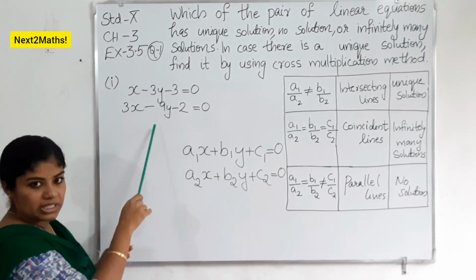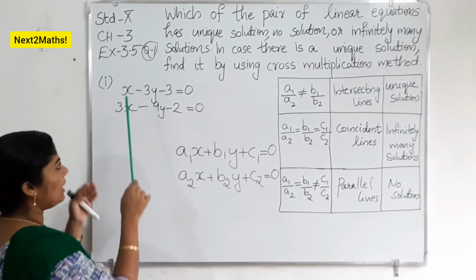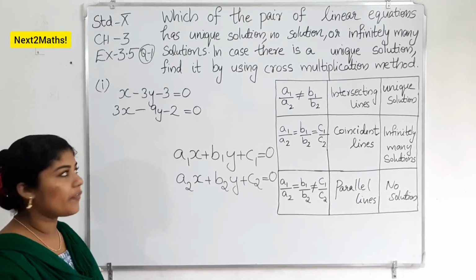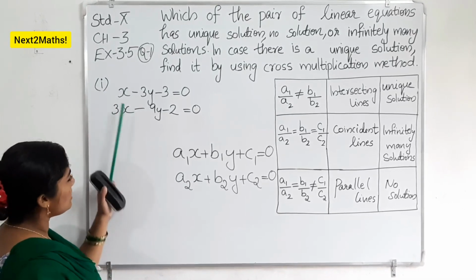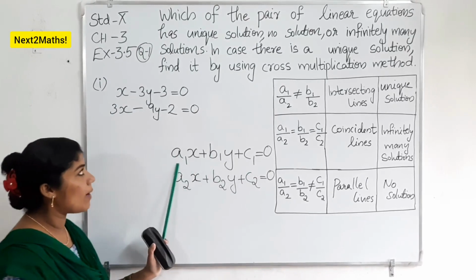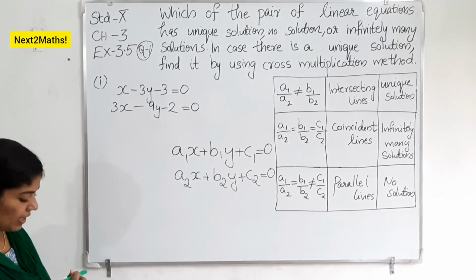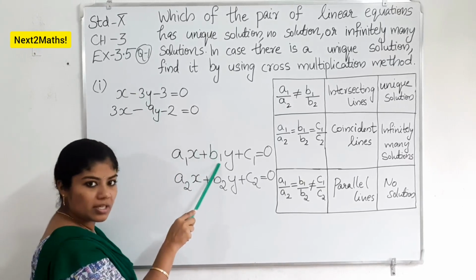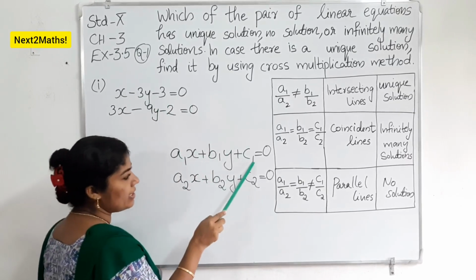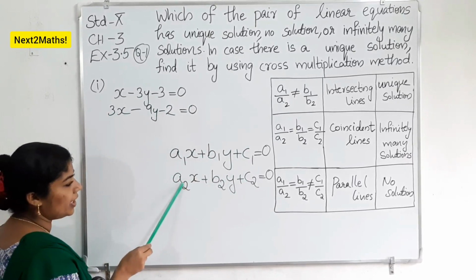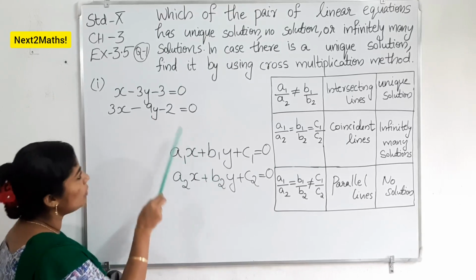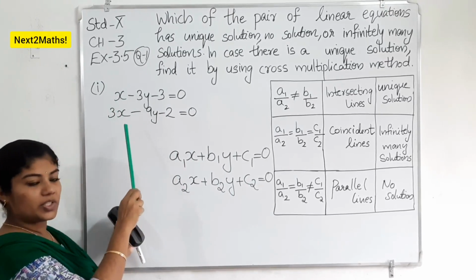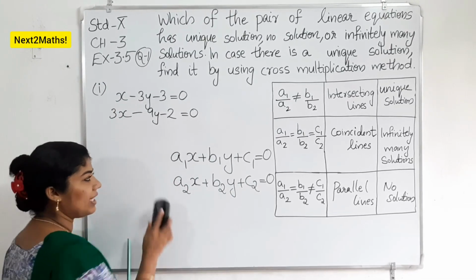Based on the first question, first what are we doing? Comparing the equations with our general form of linear equation. What is the coefficient of x? That is 1, so A1 is 1. And what is B1? Minus 3, you can write as B1. And minus 3 you can write as C1. Again 3 as A2, minus 9 as B2, and minus 2 as C2. So just compare our pair of given equations with the general form, then we can write that.